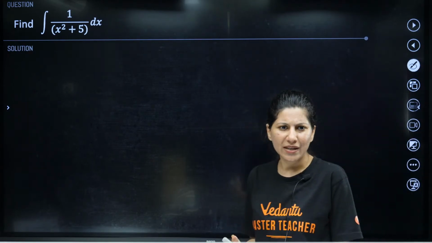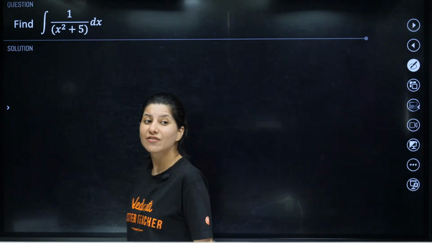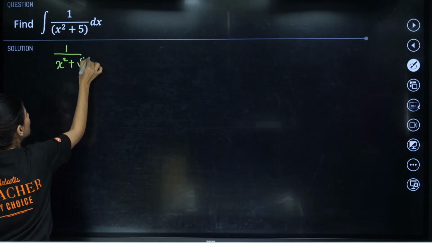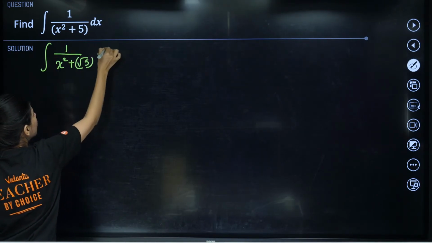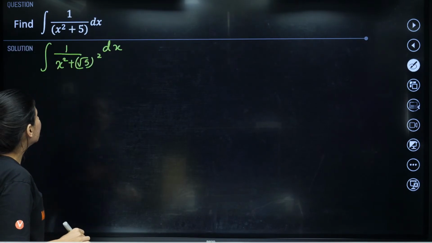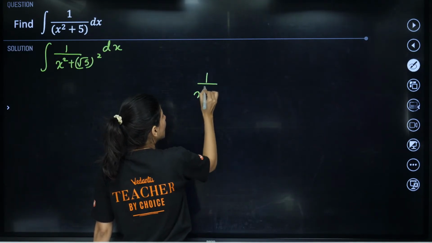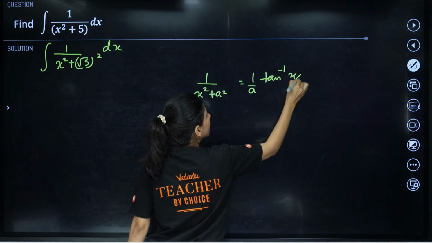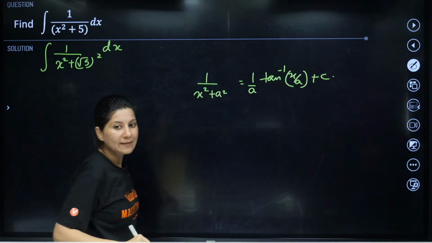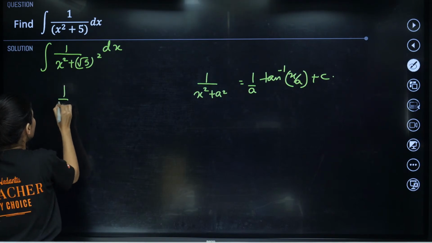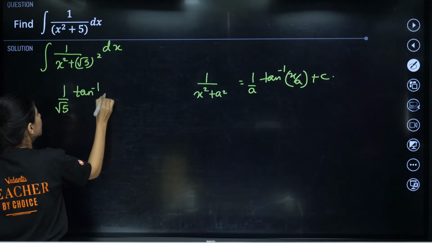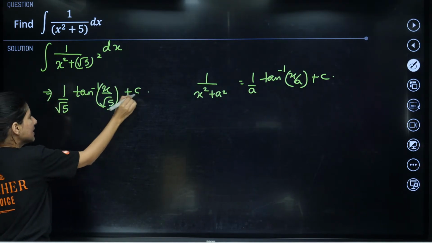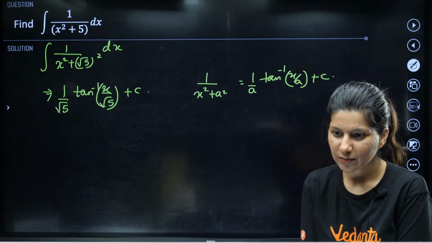Now, let's solve some basic problems on this. 1 upon x square plus 5. Very obvious that this is going to be the integral of 1 upon x square plus root 5 square dx. Now you know the formula, right? That 1 upon x square plus a square is 1 upon a tan inverse x by a, correct? Plus constant c. So this is going to be 1 upon root 5 tan inverse x upon root 5 plus constant. This will be the final answer. Okay.